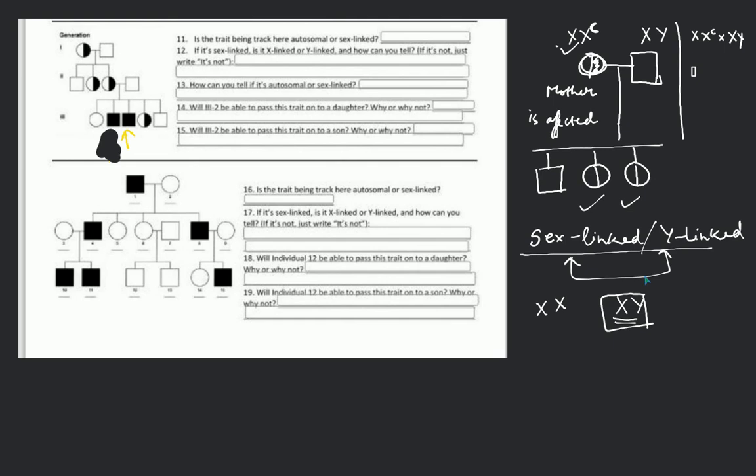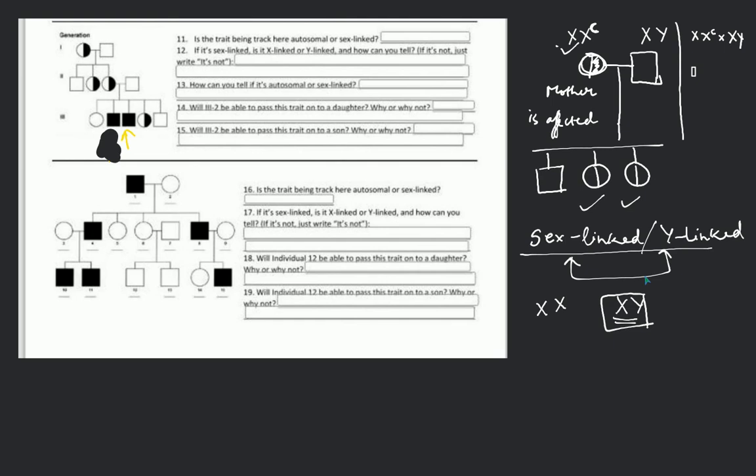Okay, then we'll move to 16th question. Is the trait being tracked here autosomal or sex linked? So now we are talking about the second chart, right? Now, you can easily see that in this pedigree, the father is affected. He is suffering from a disease as he is completely shaded, while the mother is completely disease free. So, as I told you before, when it's a sex linked disorder, the father would have it. So we can easily say that it's a sex linked disease.